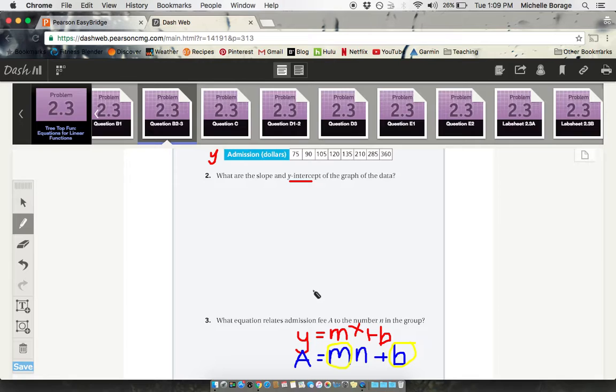So go ahead and pause it. Take some time to work on part B. I would say you guys need about 5 minutes to do this, and then we'll move on to question C.